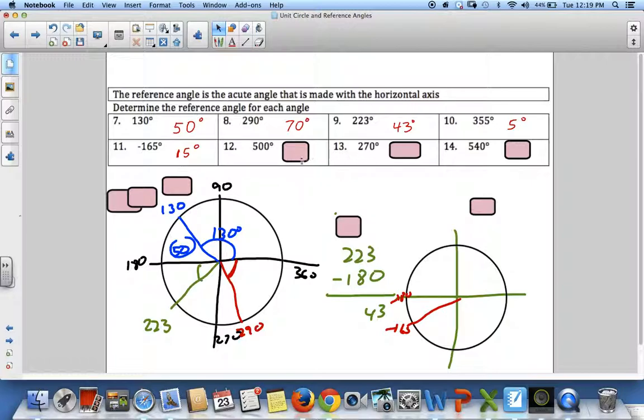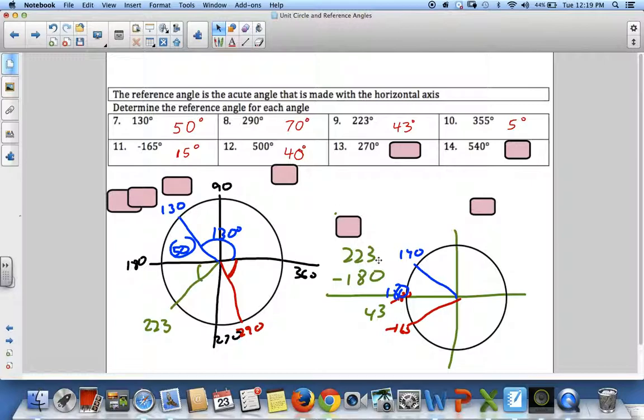500, we did that last one. That's the same thing as 140. So I can look at this being positive. Let's get a different color. I can say 140 and 180. The difference there is 40.